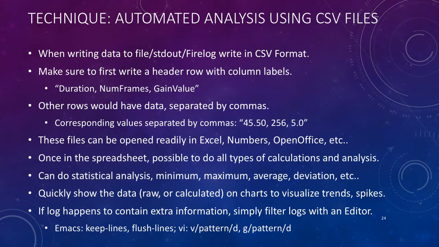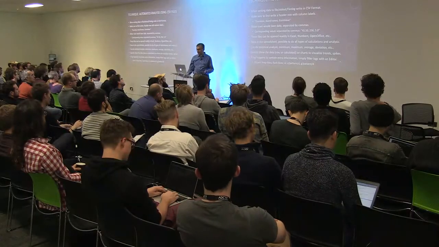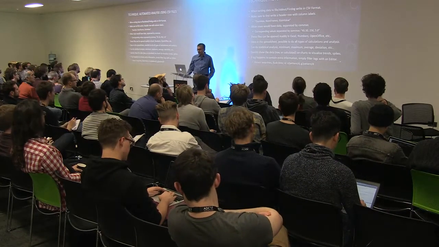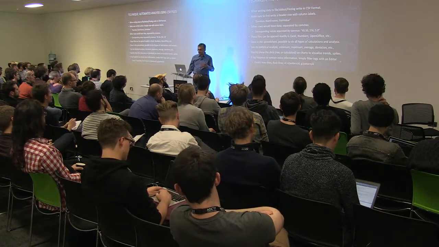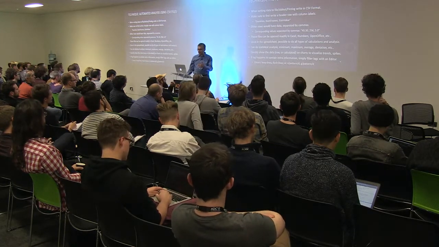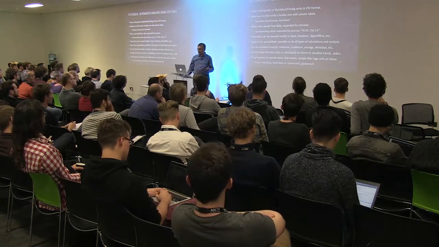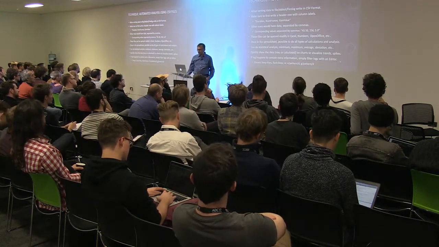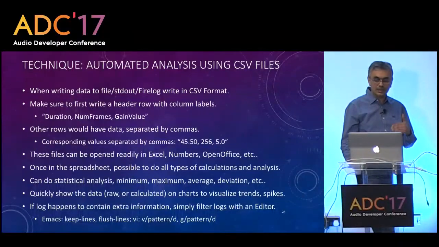So the other technique that you can use to do automated analysis is, when you are doing logging, you log using CSV format. CSV is essentially comma separated values. So in the first row you write the names of the columns, the labels for the columns, and in the other rows you would have data which is separated by commas.